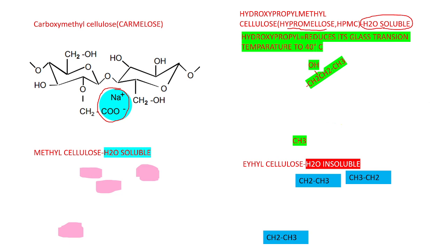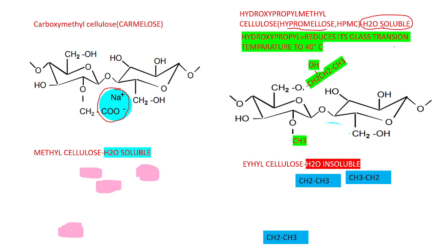How is it water soluble? This is the basic structure of hydroxypropyl methyl cellulose. See, hydroxy group and propyl group. This is the methyl group. Hence we can call it hydroxypropyl methyl cellulose. This hydroxypropyl methyl cellulose is water soluble due to the presence of hydroxy group.